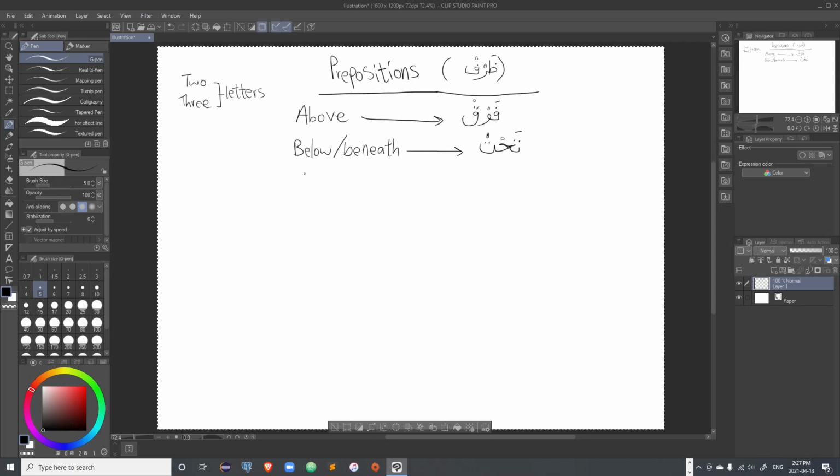Then let us take on. An object is on the table. That is على. Again, you will notice على, it sounds as an alif, however, it is written as a ya. This is the pseudo alif or alif maqsura. على.